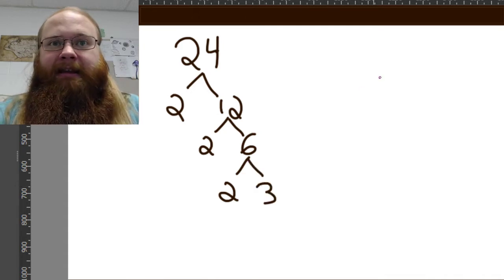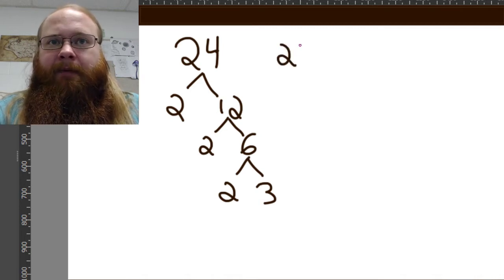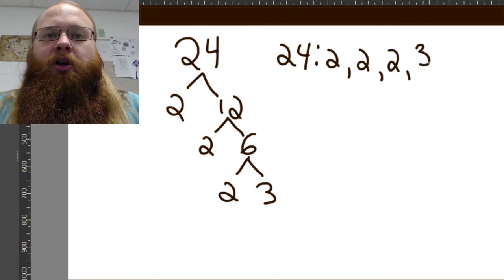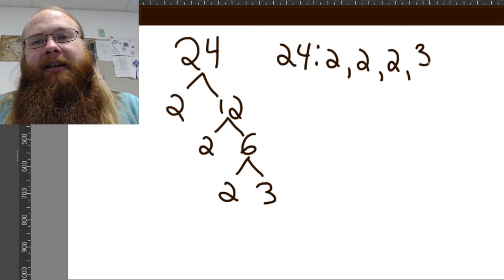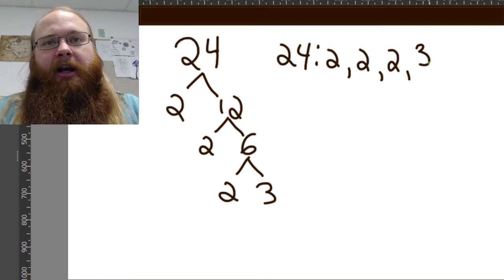So we would say that the prime factorization of 24 is going to be 2, 2, 2, and 3. Now, you don't have to list them from lowest to greatest, but it's strongly encouraged because it's going to help us out later in this chapter.